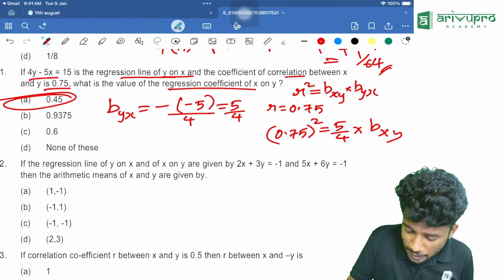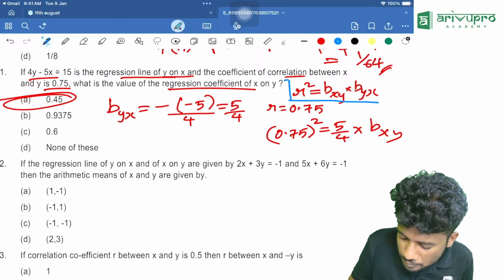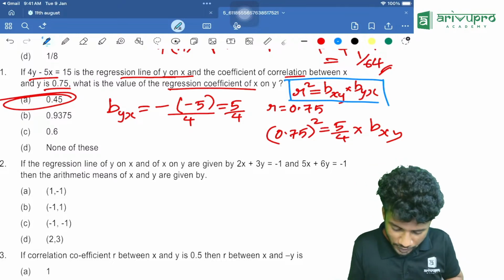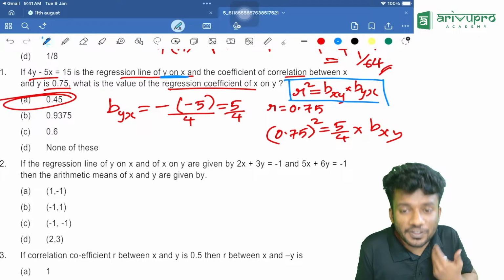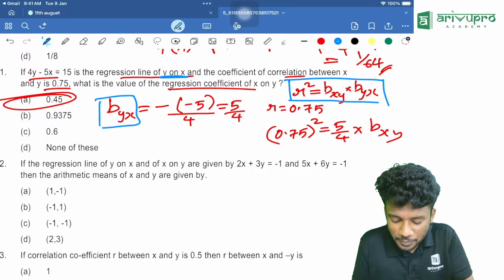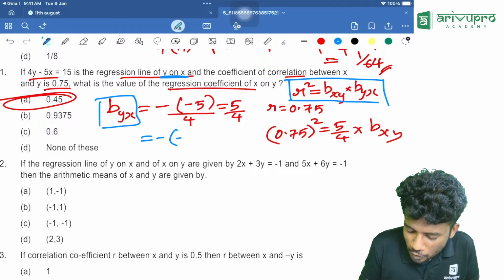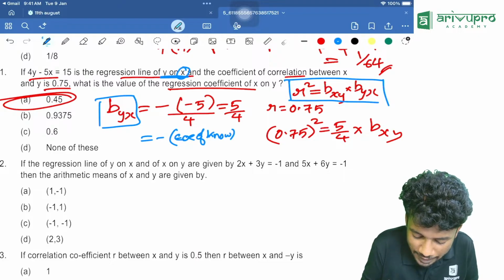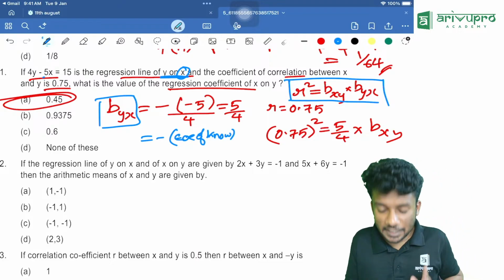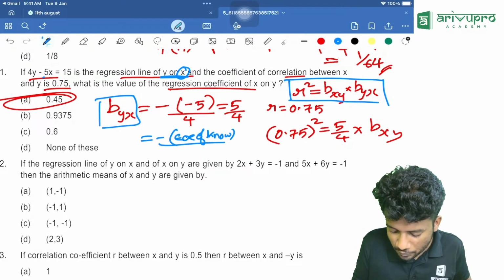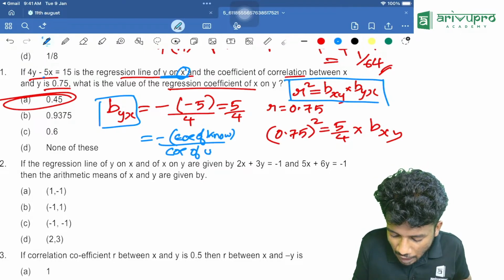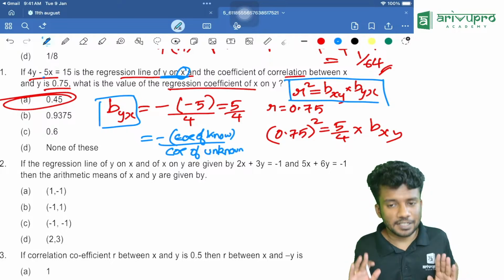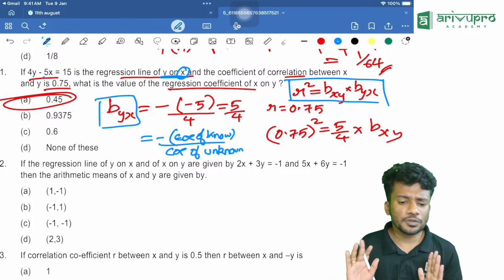We know that this formula is the most important part. R square is equal to what? Bxy into byx. So we know the regression line of y on x, then we can find the regression coefficient byx by using the formula minus of coefficient of known divided by coefficient of unknown. Who is the known value here? X. So coefficient of known value is how much? Minus 5. That's why we put minus 5 over here, divided by coefficient of unknown. Who is the unknown value? Y is the unknown value. That's why we have written it like that, and we can find the answer just by substituting everything over there.